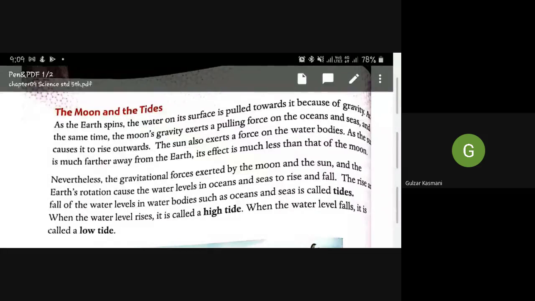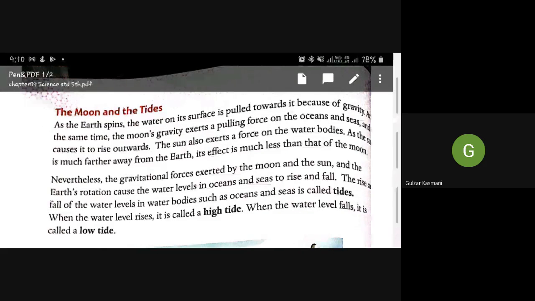At the same time, the moon's gravity exerts a pulling force on the ocean and the sea, and it causes the water to rise outward. The sun also exerts some force on the water bodies. As the sun is farther away from the earth, it affects much less than the moon. The sun is very far. The moon, as we told in the first class, is our nearest neighbor, so the force of the moon will affect more as compared to the sun.